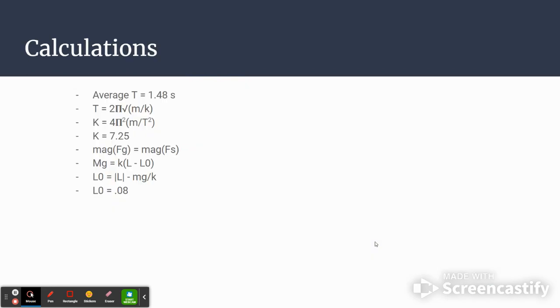Calculations. First, to find the average oscillation period, which was represented by the variable T, you just add the x and y direction periods, and it's 1.48 seconds. Then, using these two formulas, you can find k, which was the spring constant, 7.25. Then you're able to find L naught, where the magnitude of Fg equals the magnitude of the force of the spring. You're able to plug in some other things that we know, and I got 0.08.